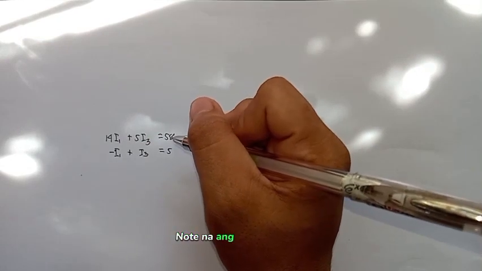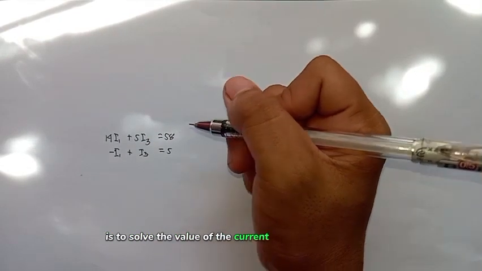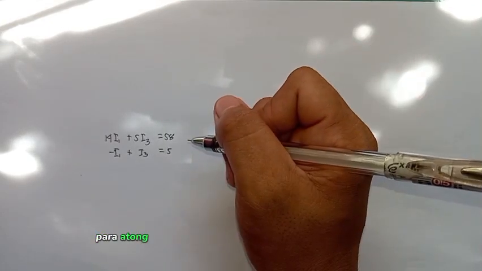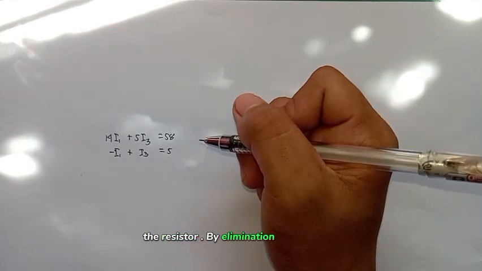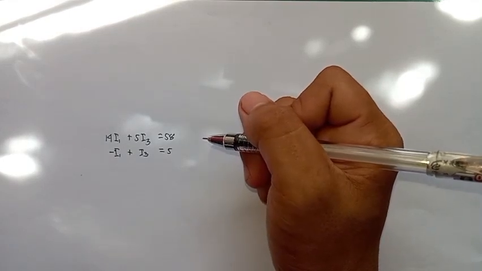Note that our goal is to solve the value of the current flowing through mesh 1 so that we can use it to compute the power absorbed by the resistor. By the elimination method, I will get the value of the current I1.